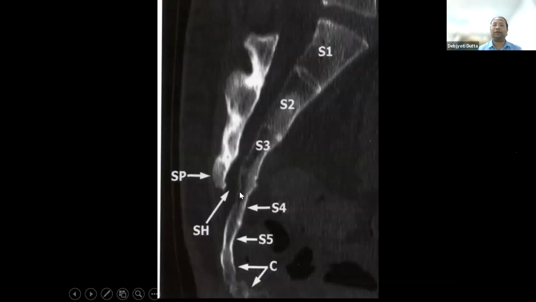This is a CT picture. This is a CT cross-section picture. So the same thing comes in X-ray also.